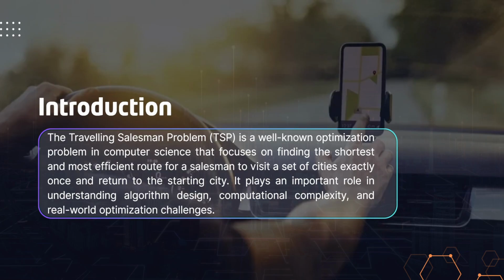Introduction. The traveling salesman problem is a classic optimization problem. It is widely studied in computer science, artificial intelligence, operations research, etc. The main goal is to determine the most efficient route among multiple locations. TSP is important because it represents many real-world optimization problems.